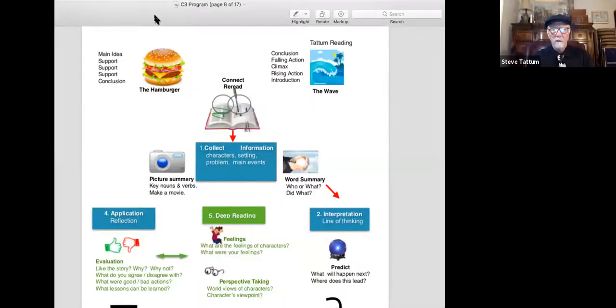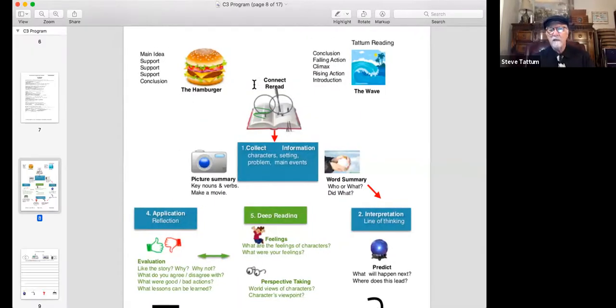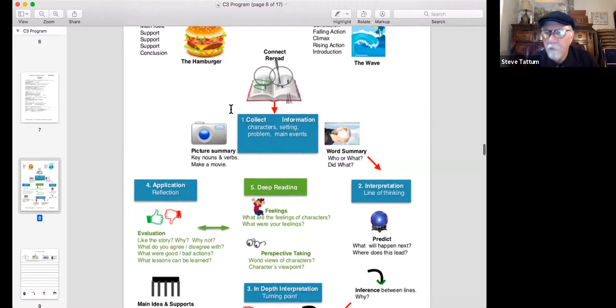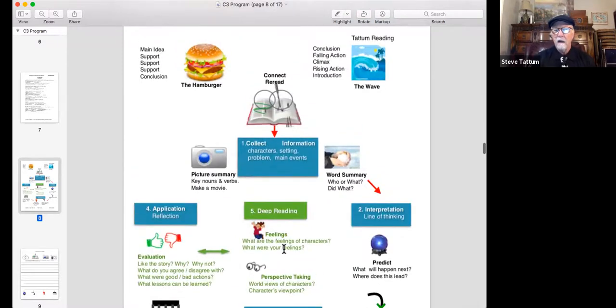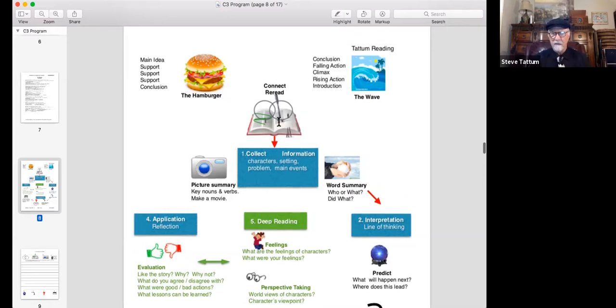Okay, so let's begin. In the workshop, we talk about the comprehension cycle. Let me show that to you. The comprehension cycle comes from researching 44 of the most important techniques for comprehension. This was meant to focus on the 7 to 9 most important techniques.